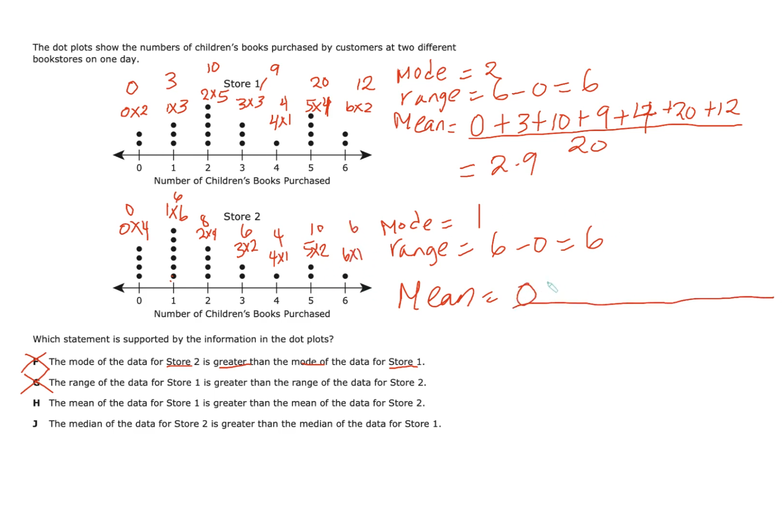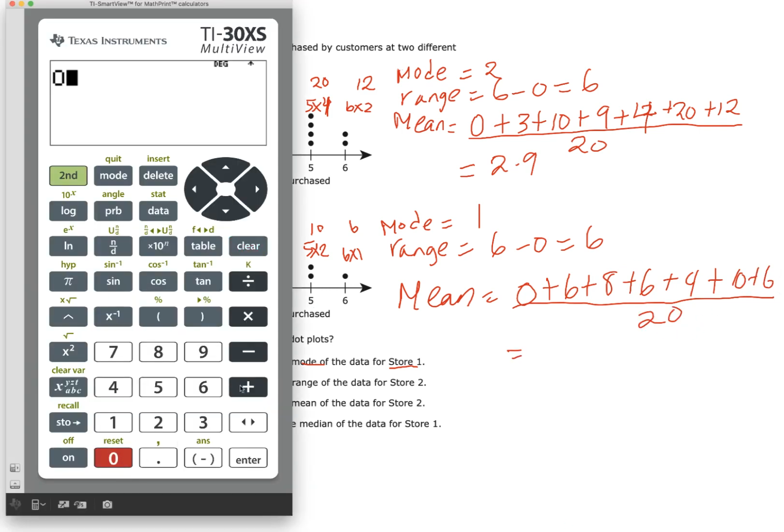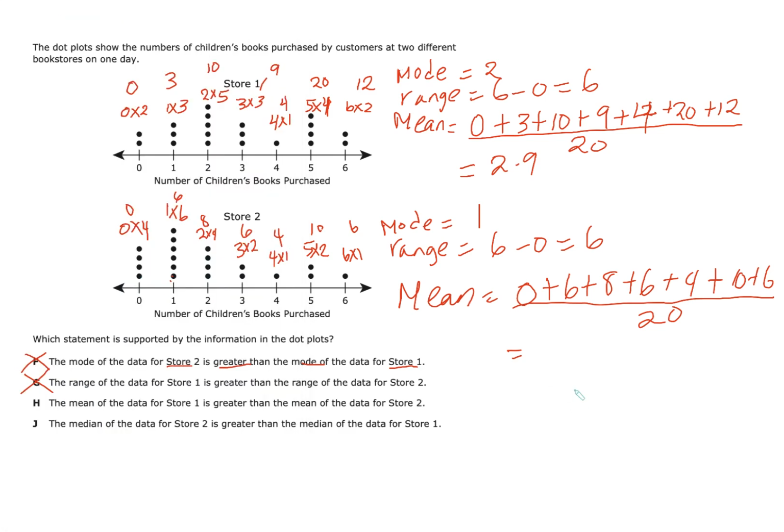So I'm adding 0 plus 6 plus 8 plus 6 plus 4 plus 10 plus 6, and I'm dividing by 20. And that gives us 40. And when we divide by 20, we get 2. So the mean for store 2 is 2. So it says the mean of the data for store 1 is greater than the mean for store 2. And yes, that is correct.